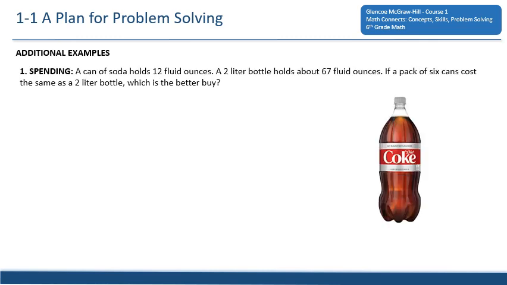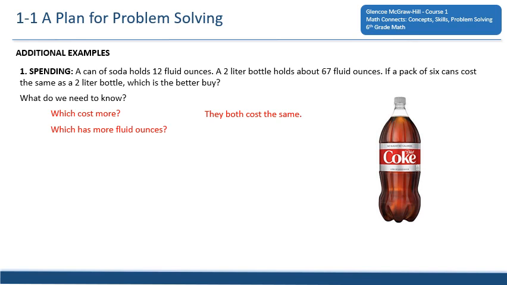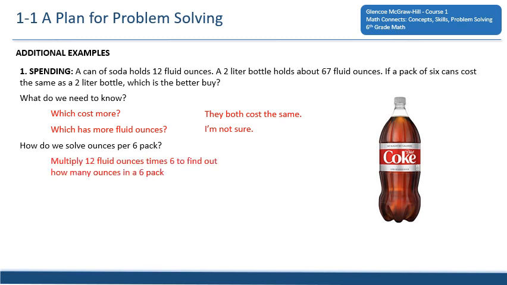Additional examples. Number 1, spending. A can of soda holds 12 fluid ounces, and a 2-liter bottle holds about 67 fluid ounces. If a pack of 6 cans costs the same as a 2-liter bottle, which is the better buy? What do we need to know? Which costs more? They both cost the same. Which has more fluid ounces? I'm not sure. How do we solve ounces per 6-pack?